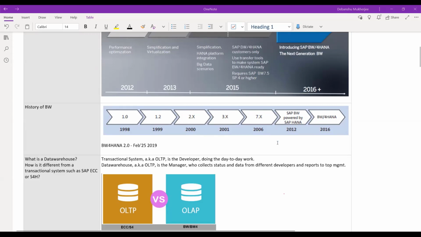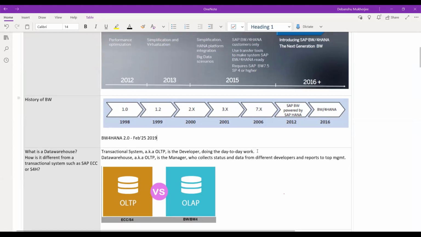And then with the introduction of HANA in 2012, as we saw, BW 7.3 on HANA was introduced. And from there, it went on to 7.4, 7.5, and 7.6, and then BW/4HANA was introduced. 25th February 2019 is when 2.0 was introduced. So this is the entire journey of BW.